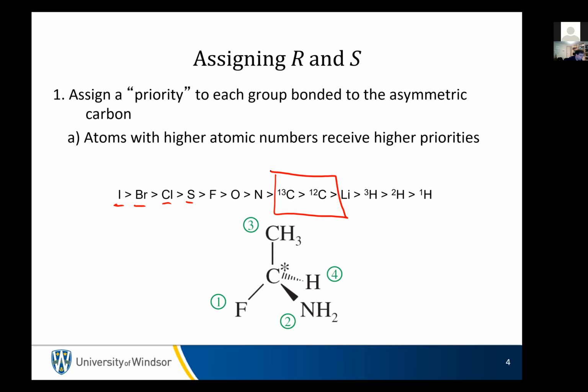So iodine has a higher atomic number than bromine, which is higher than chlorine, which is higher than sulfur, and so on. You've got a periodic table, you can do that. So if we look at this carbon here, number 1 is your heaviest atom.